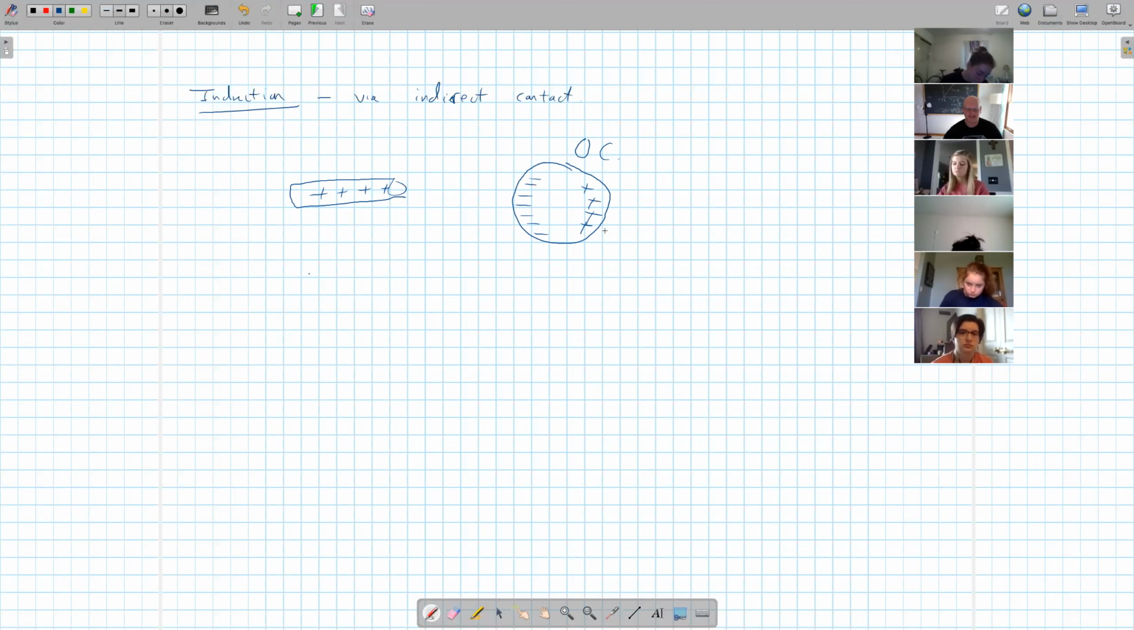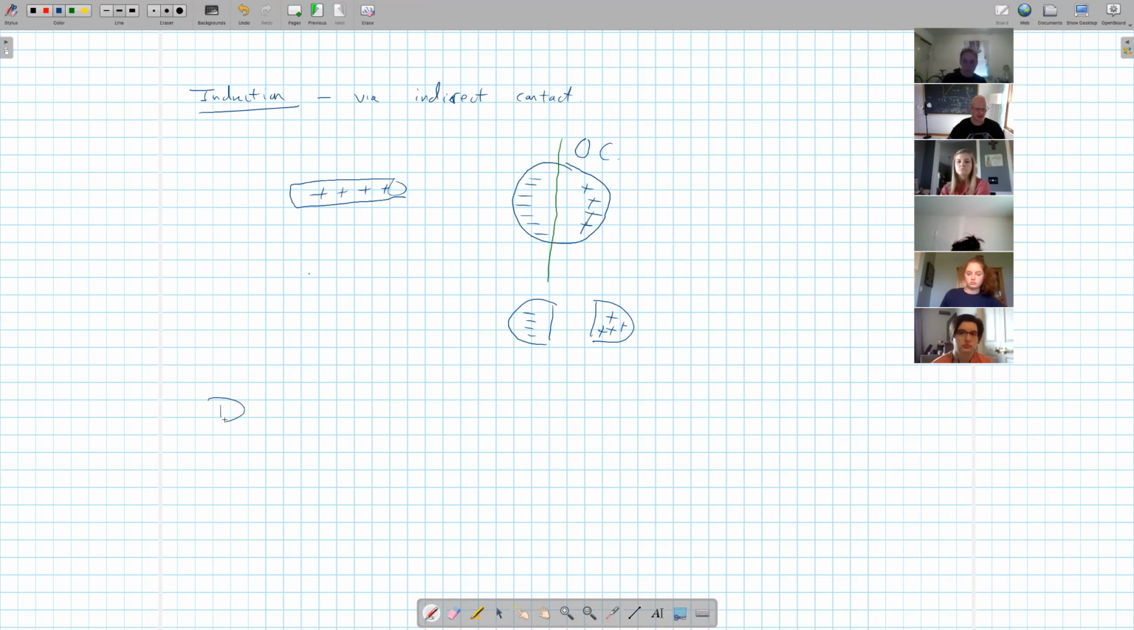So again, if I want this thing to actually end up being charged at the end of the day, all I would have to do would be, say, cut this thing in half. So that after I cut it in half, I'm going to have one half which is going to be negatively charged overall, and the other half which is going to end up being positively charged. This is what's called induction. So here we're charging via induction, which is the charging via indirect contact.